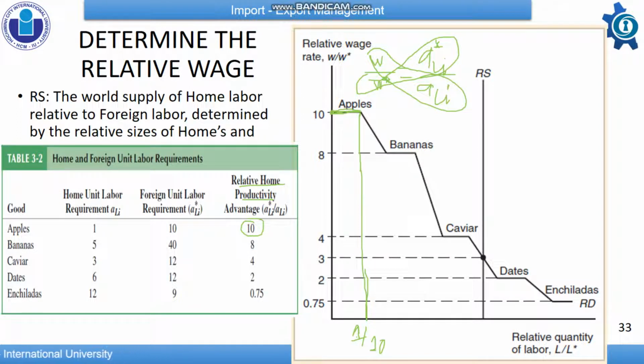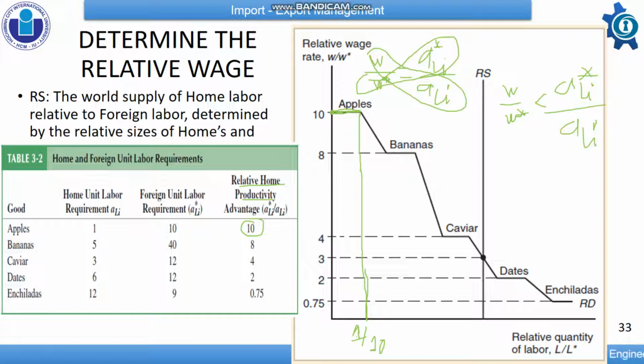When the relative wage rate is less than the unit labor requirement ratio, that is, when the relative wage in the home country to the foreign country is less than the unit labor requirement in the foreign country relative to the home country for the product apple, apple will be produced in the home country.